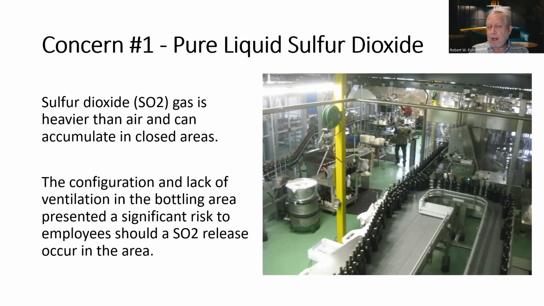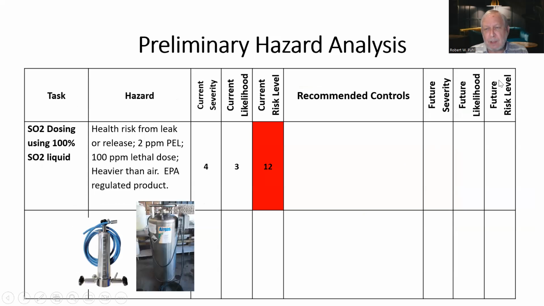The configuration and lack of ventilation in the bottling area presented a significant risk to employees should an SO2 release occur, because this area is not wide open. There are probably limited exits, so it's not easy to get out of. They did a preliminary hazard analysis and came up with this: SO2 dosing using 100% SO2 liquid, health risk from leak or release, 2 ppm PEL, 100 ppm lethal dose, heavier than air, that's a problem too. And it's an EPA regulated product, which means it's over the threshold and they have to report to EPA. That's not a good thing anytime you have to report to the government.